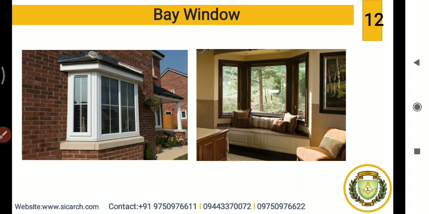Next is the bay window. A bay window is a form of window projected from the wall, which is provided to get some seating space in the interior. From the interior it will look like this. So we can also get a seating space. The space below can be used as storage space also. From outside it will look this way.